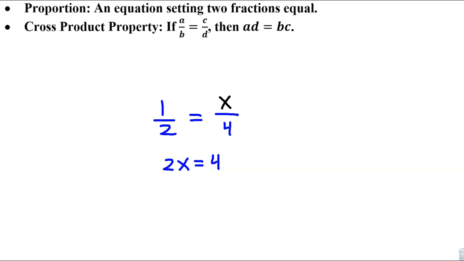Technically, what's going on with the cross product property is I'm just canceling both these fractions. If I multiplied both sides by 4, the 4's cancel on the right. If I multiplied both sides then by 2, the 2's cancel on the left, giving me the 1 times 4 and the 2 times x. So we're really canceling fractions. Our cross product property just helps us simplify that process and make life easier.